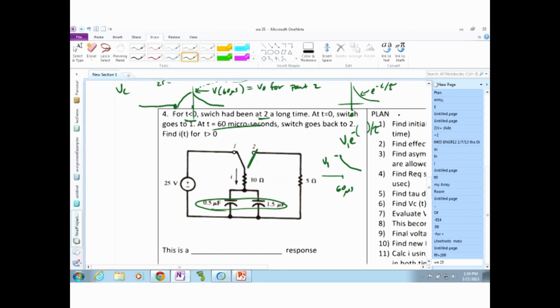That's a common mistake people make. You just want to put e to the minus t over tau. But because the switch is switching now at 60 microseconds rather than at t equals 0 seconds, you have to say t minus 60 microseconds over tau. So I'm trying to head off a mistake that most people make in this problem in advance.